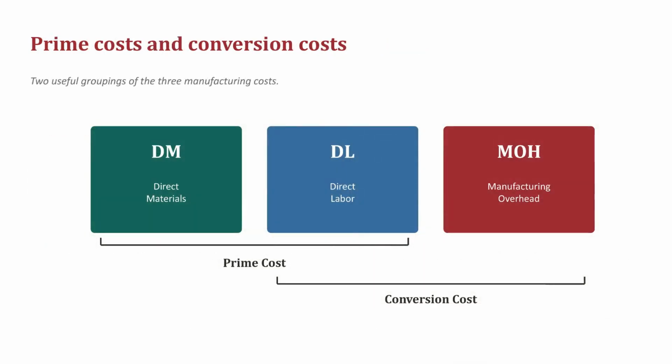These two groupings are shortcuts that help you think about manufacturing costs. Prime cost is direct materials plus direct labor, so it captures the costs most directly traceable to the product. Conversion cost is direct labor plus manufacturing overhead, so it captures the cost of turning raw inputs into a finished product. Notice that direct labor shows up in both. That's not a mistake. It's the bridge between raw materials and the finished item.